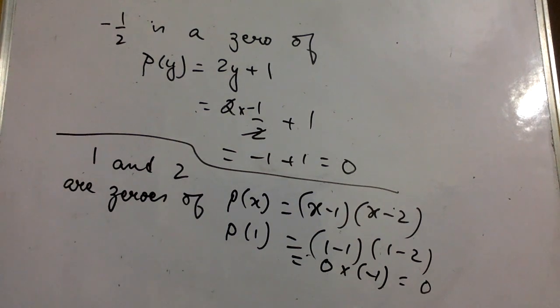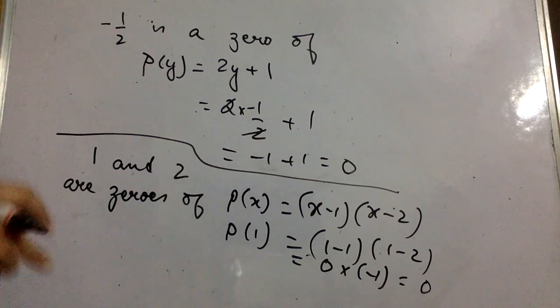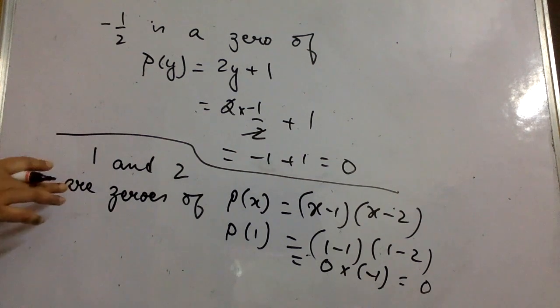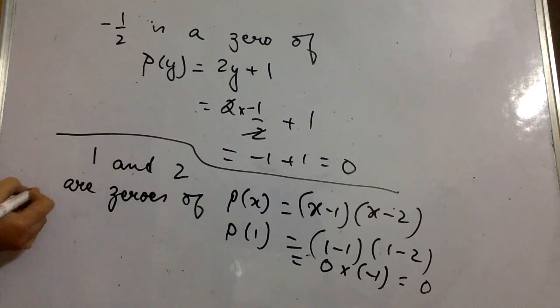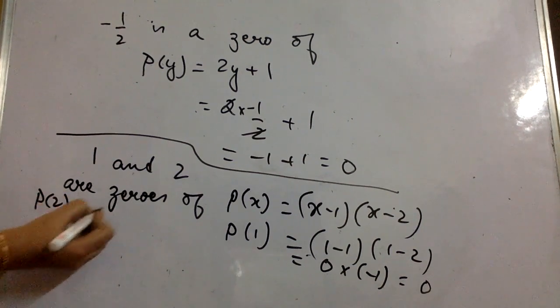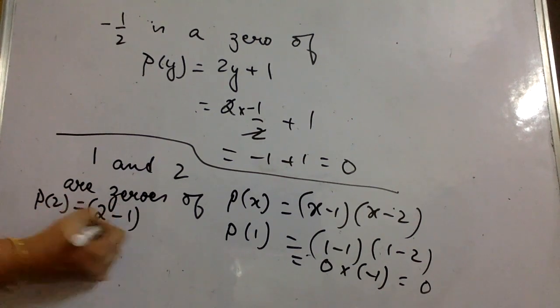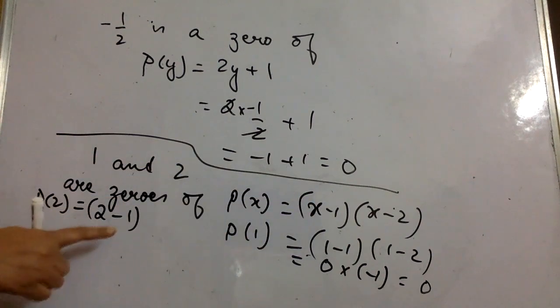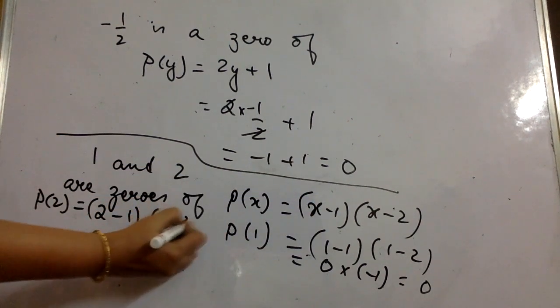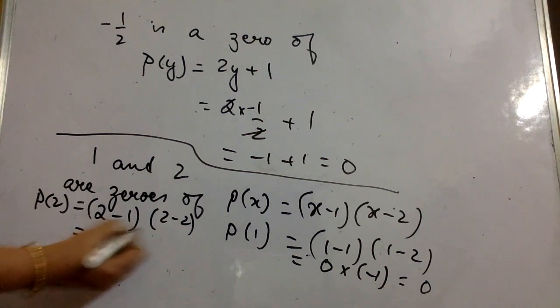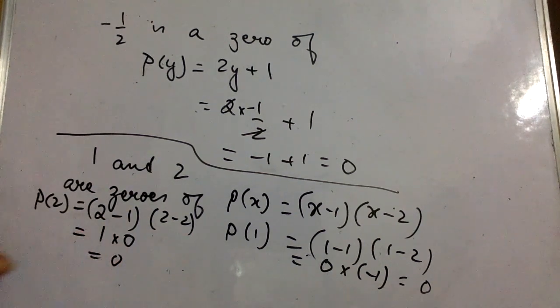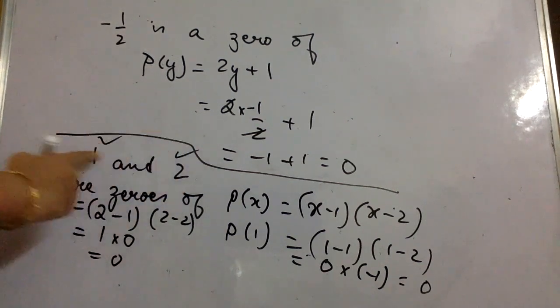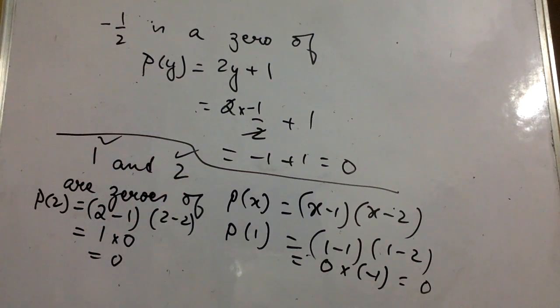Now let me work out the second part also. The second part is p(2), and p(2) is (2 minus 1)(2 minus 2), that is, in place of x I put the 2. Now see, this is a 1, but this has become a 0. Again it's a 0. 1 into 0 is a 0. So both of them are zeros of this polynomial.